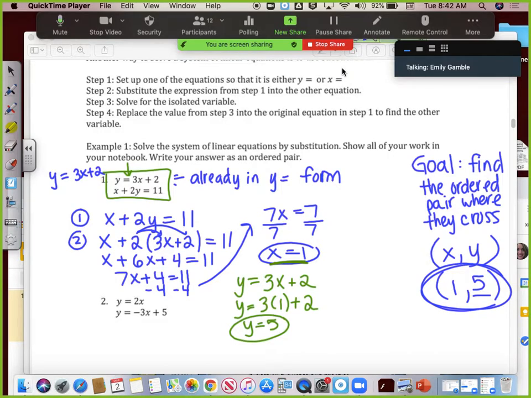This is the point where these two lines cross. We didn't have to graph it at all. We were able to solve it through substitution. It's a long process. It requires these 4 steps. And this is an easier type of problem because step 1 says make the equation either y equals or x equals, and it was already done for us. So then we just could move down to step 2. We used substitution. We solved for one variable.